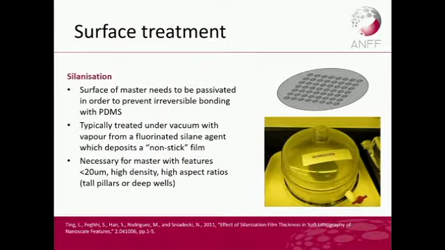Silanization is another surface treatment involved, and basically it's treating the master after fabrication so that it prevents the PDMS from sticking to the surface. Normally, under vacuum, they use a fluorinated silane agent to deposit that non-stick layer onto the wafer. It's necessary if you have features that are less than 20 micron or high density, and especially if you have high aspect ratios like tall pillars or deep wells, then you definitely need it. You might be able to get away with not treating the surface if your device design is really big, like say 50 micron upwards.